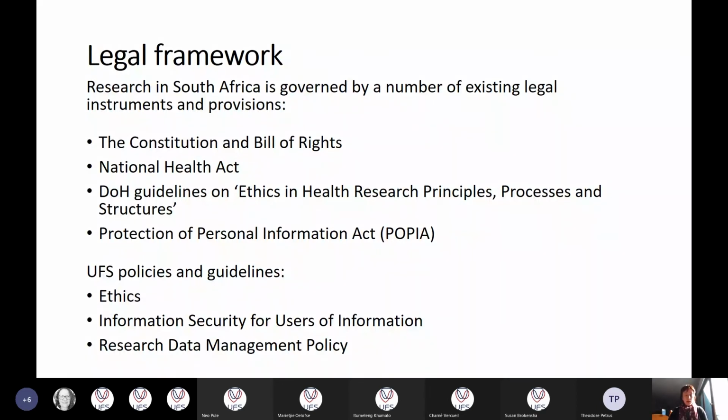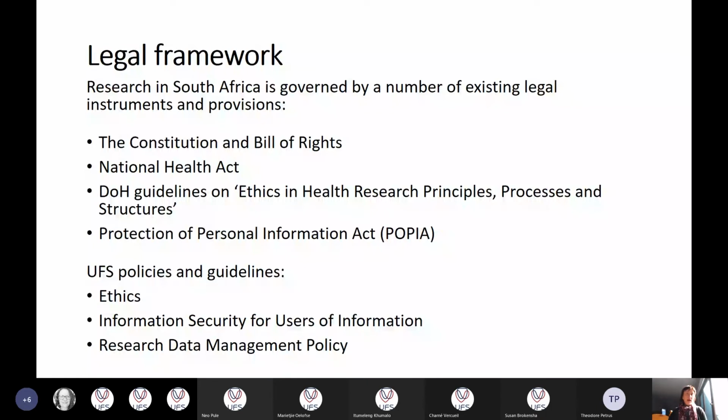In addition, the National Health Act requires all research projects that involve human participants to obtain the express consent of the individual involved and to be conducted in the prescribed manner. This prescribed manner relates to any regulations which further govern research, in particular, the South African Department of Health's guidelines on ethics and health research, which don't just apply to health research, but to all research that uses human participants. And this research requires prospective and independent ethics review before starting.